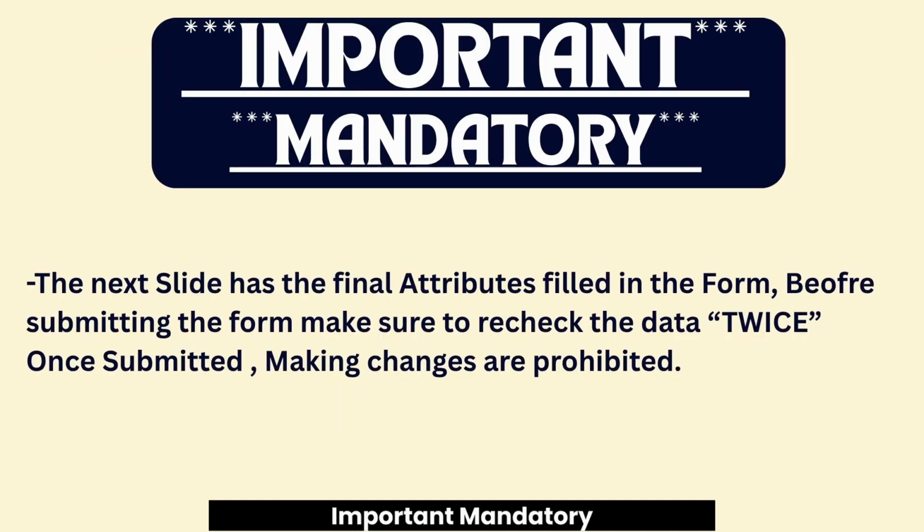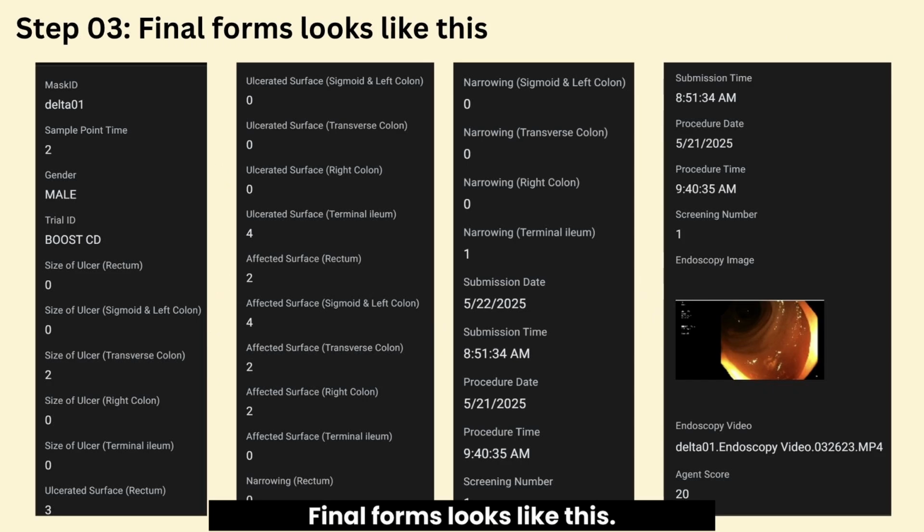Important. Mandatory. The next slide has the final attributes filled in the form. Before submitting the form, make sure to recheck the data twice. Once submitted, making changes is prohibited. The final form looks like this.